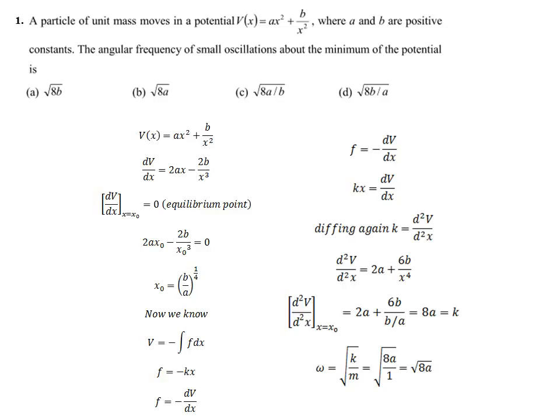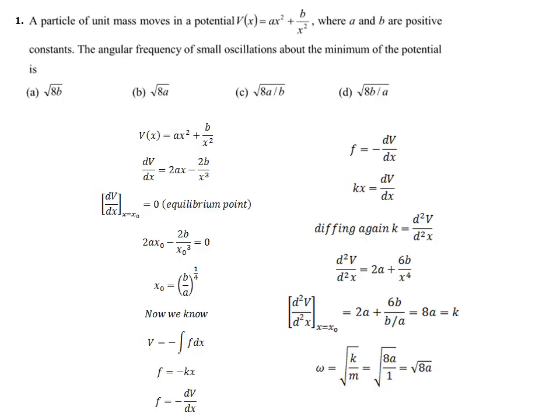So V of x equal to ax square plus b by x square. So finding dV by dx, you get 2ax minus 2b by x cube. If x0 is the equilibrium point, we get x0 equal to b by a raised to 1 by 4. And if you differentiate potential once again, we get d square V by dx square is equal to 2a plus 6b by x raised to 4. And this is actually equal to k as shown in the slide.